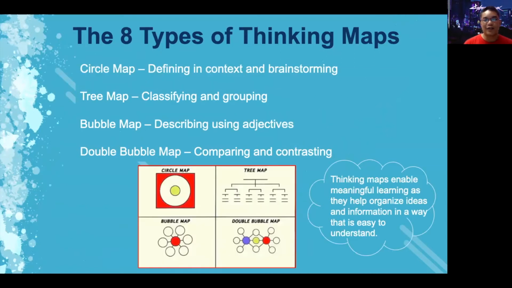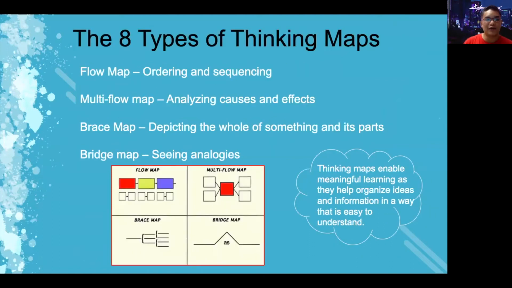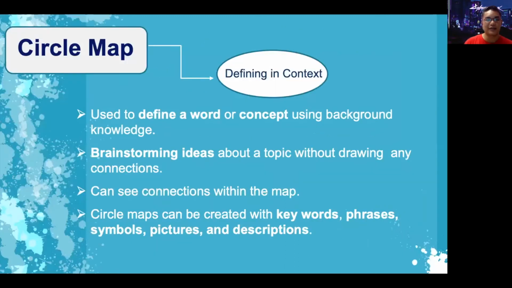There are 8 types of thinking maps: circle map, tree map, bubble map, double bubble map, flow map, multi-flow map, brace map, bridge map. Total of 8. Circle map, defining in context. Used to define a word or concept using background knowledge. Kalau kita brainstorming ke, kita apa ke, kita boleh gunalah ni circle map ni.